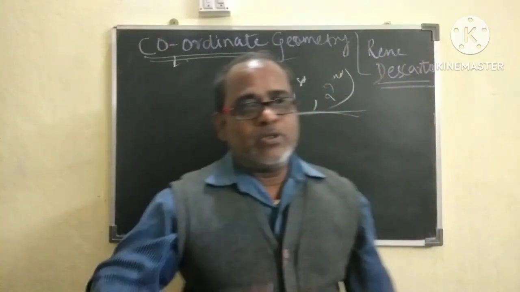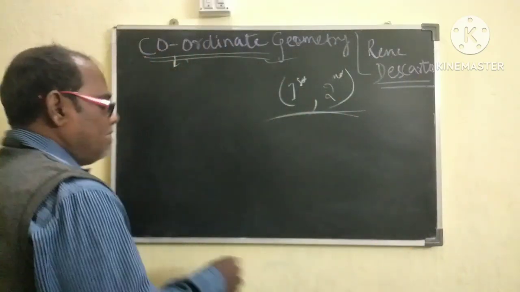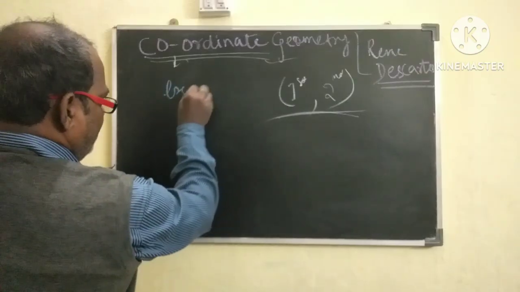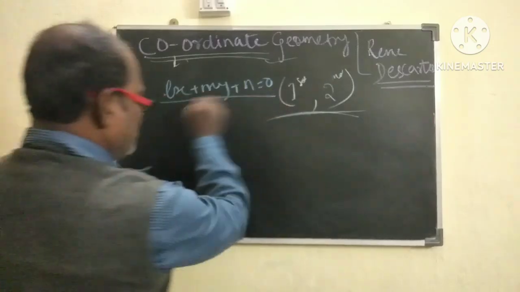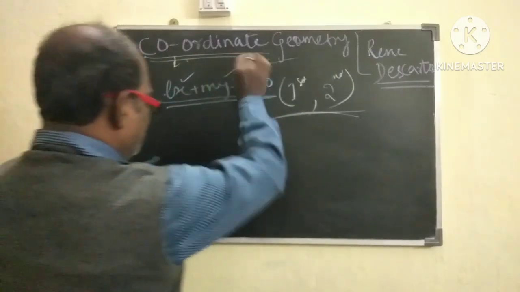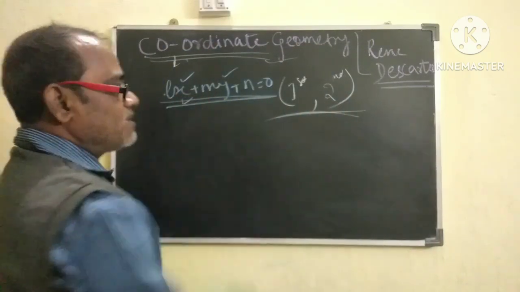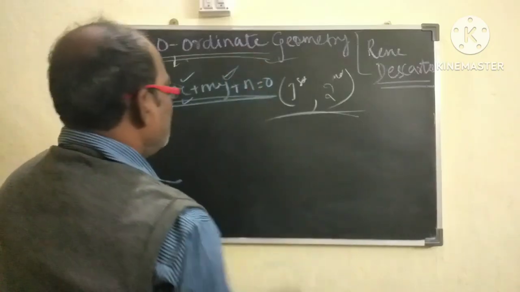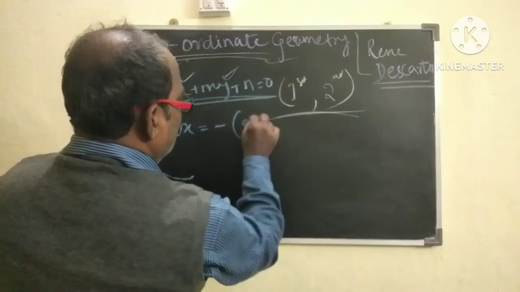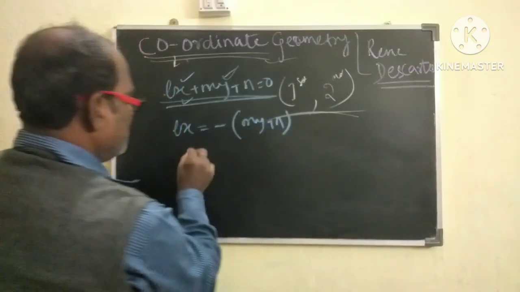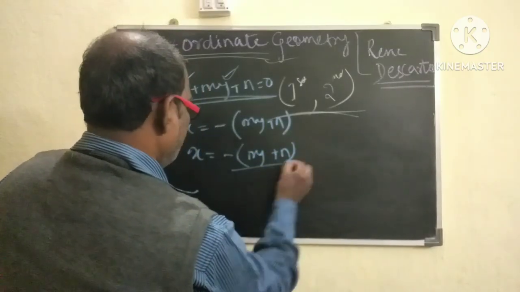Now let us come to another topic. Let us have a linear equation. Any linear equation can be written in the form Lx plus my plus n is equal to 0. Now my dear students, from this we have two different variables taken at a time, that is x and y. We can make either x the subject or y the subject. Let us make x the subject, then what we can write is Lx is equal to minus my plus n. Here x is equal to minus (my plus n) whole divided by L.